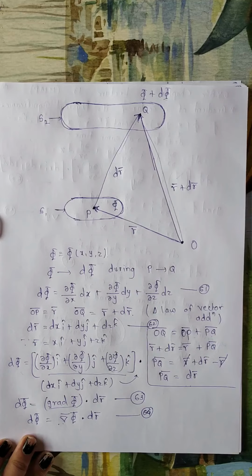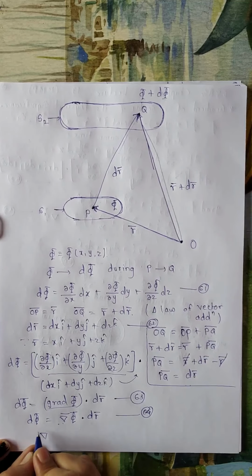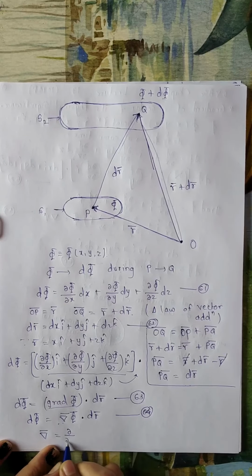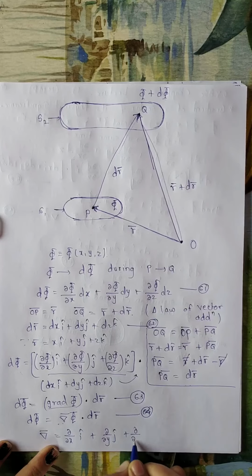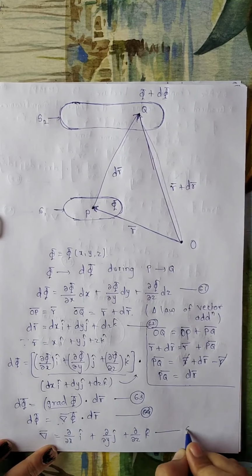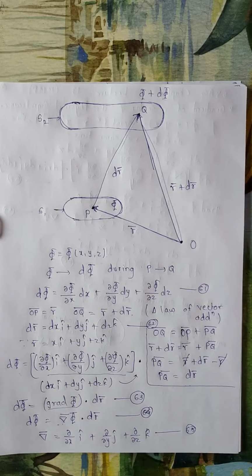Grad phi, denoted by del bar of phi or del phi, is a differential operator defined in the Cartesian coordinate system, and what is its definition? Del phi is defined as, this also we have discussed, dou by dou x i cap plus dou by dou y j cap plus dou by dou z k cap. Let's say this is equation number 65. So this is nothing but the definition of del phi.